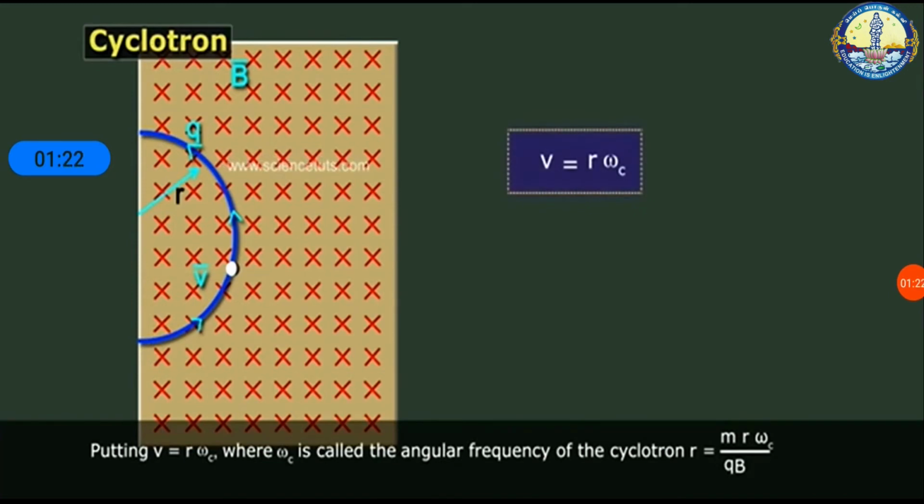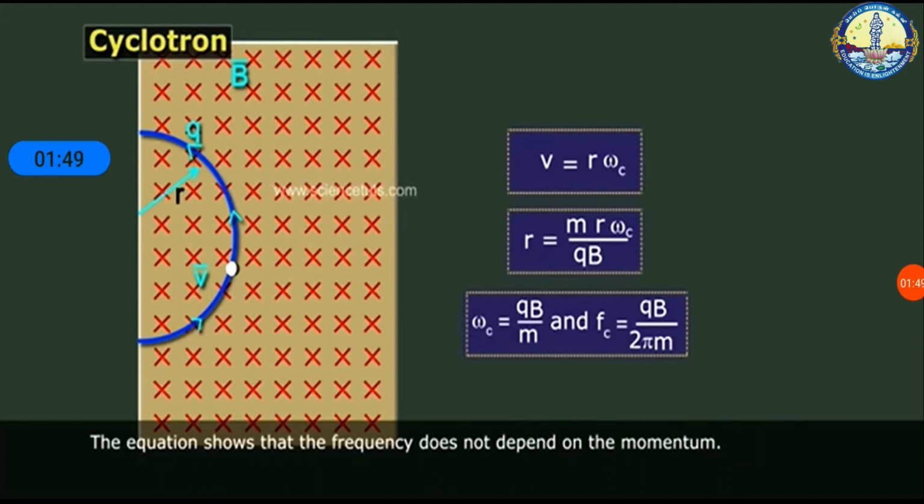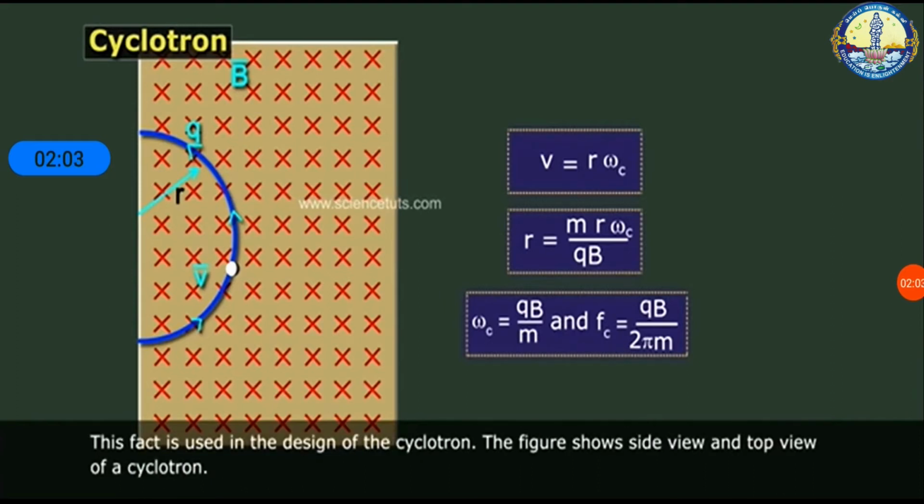Then v = rωc, where ωc is the angular frequency of the cyclotron, so r = mrωc/qB. And that ωc, we know, is qB/m, and in terms of frequency, f = qB/2πm. The equation shows that frequency does not depend on the momentum. Hence, on increasing the momentum of the particle, the radius of its circular path increases but its frequency does not. So this fact is used in the design of the cyclotron.